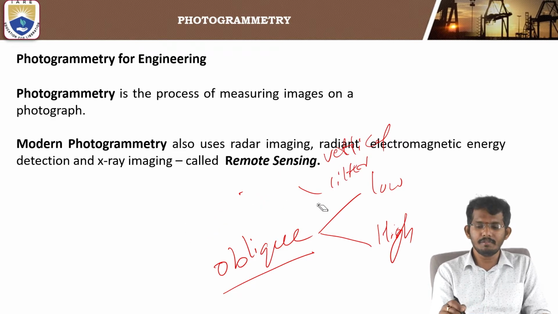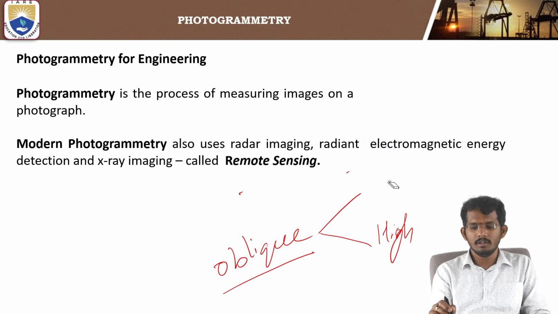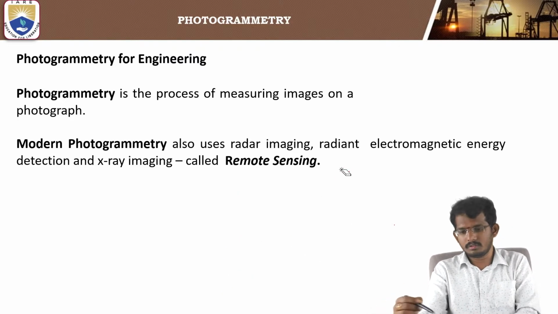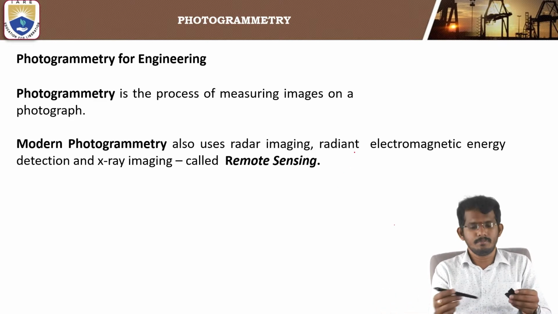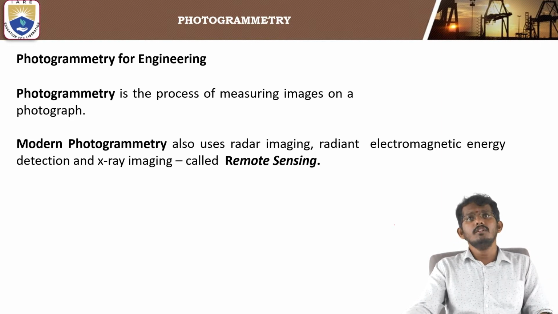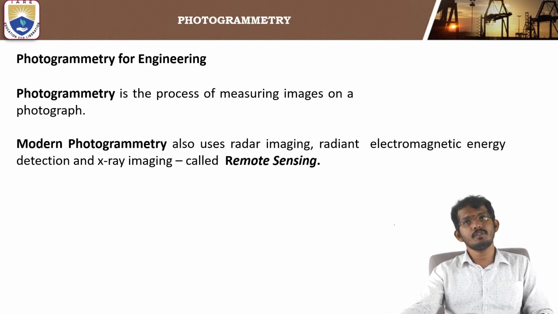So irrespective of the method, it may be terrestrial photogrammetry or it may be aerial photogrammetry, but the photograph may be tilted or it may be vertical. Photogrammetry is a process of measuring images on photographs. The images are of the ground. I'll show you some related images to this photogrammetry.